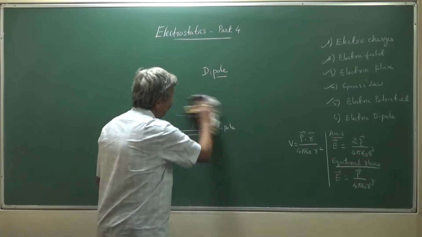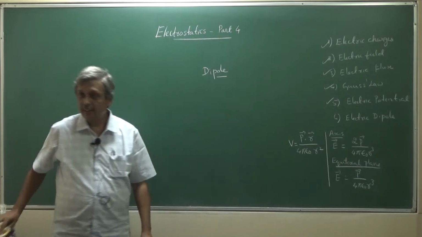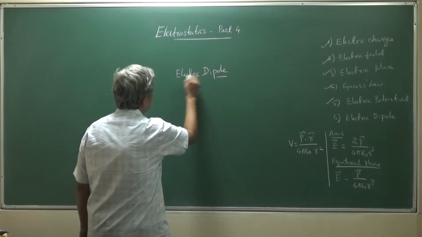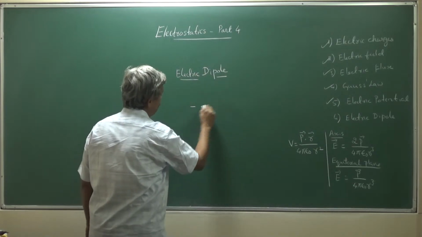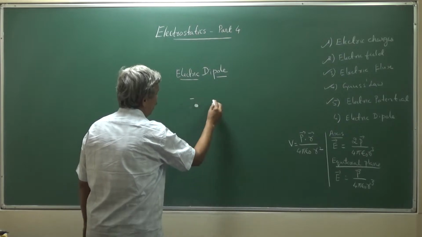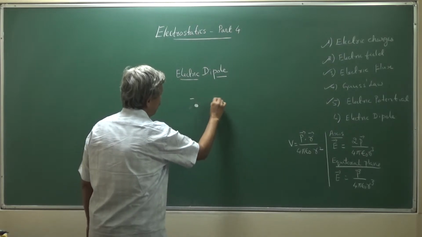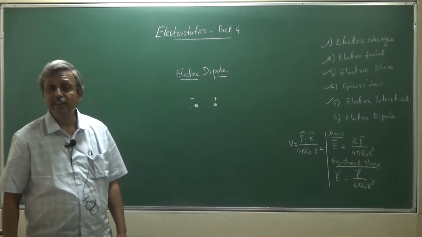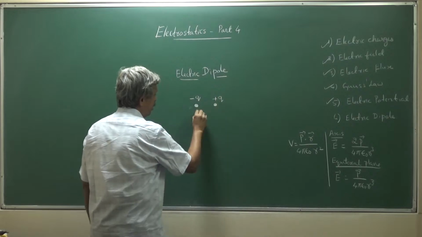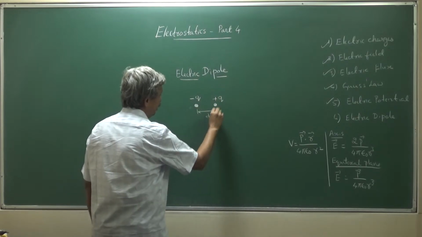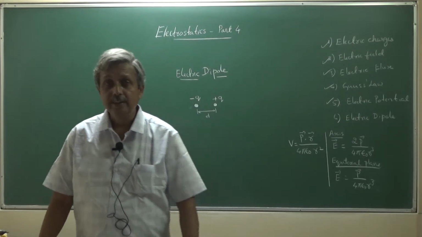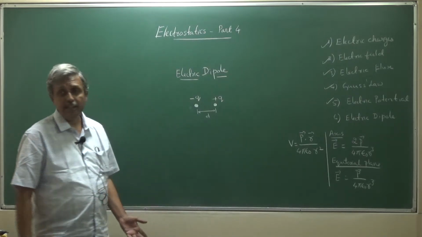Okay. Electric dipole, how do we now define electric dipole? Electric dipole is defined by two charges, one negative, one positive. Let me write one small charge here, negative, and another charge here, positive. So these two charges, let's say this is minus q, and this is plus q. They are separated by a certain distance. This is called a dipole.